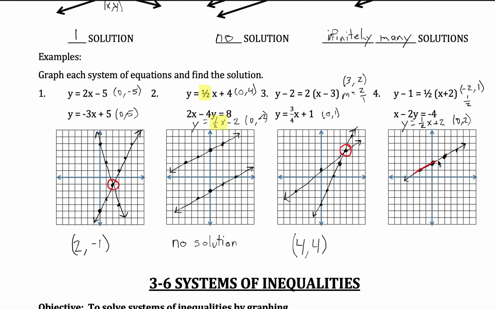If I connect those 3 dots that I just created with my red line, you'll see that they are the exact same equation of the line. It's the exact same line. So we're not going to have just one intersection point. What we have in this case is infinitely many solutions.